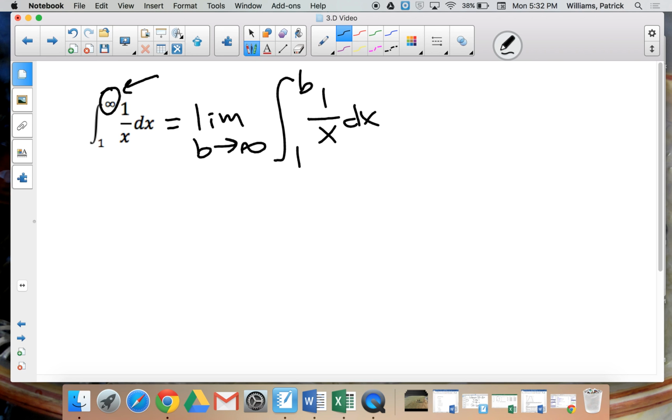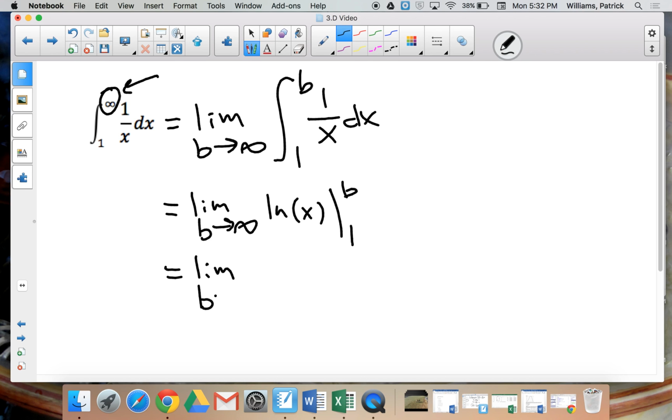And hopefully you'll remember that the antiderivative of 1 over x is natural log. So this will be the limit as b goes to infinity of the natural log of x from 1 to b. Truthfully, I should put an absolute value around that x, but I don't, because none of my limits of integration are negative, so I don't have to worry about that. But if I keep going forward with this, this will just be the limit as b goes to infinity of the natural log of b minus the natural log of 1.